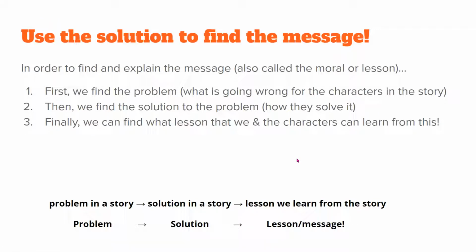In order to find and explain the message, which we also call a moral or a lesson, step 1, first we find the problem. What is going wrong for the characters in the story? 2, then we find the solution to the problem, which means how they solve it. 3, finally, we can find what lesson we and the characters can learn from this. We meaning in our own lives.